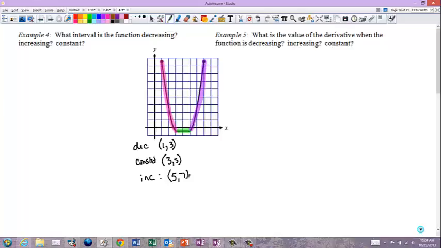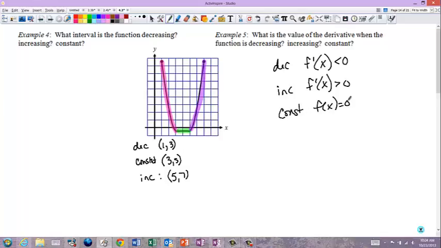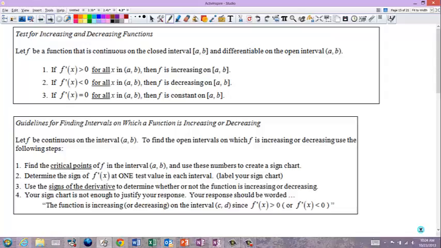It says, what is the value of the derivative when the function is decreasing? When it's decreasing, the derivative is less than 0. When it's increasing, the derivative is greater than 0. When it's constant, the derivative is equal to 0. We already talked about this a good bit. Those are our justifications for increasing, decreasing, and constant. And that just says this. You can read through that at your leisure. Pause me, read, unpause.